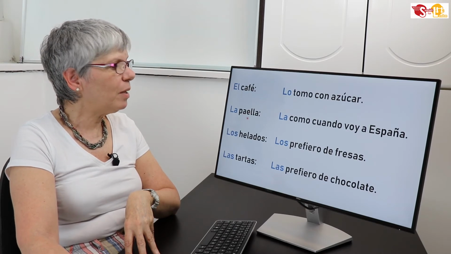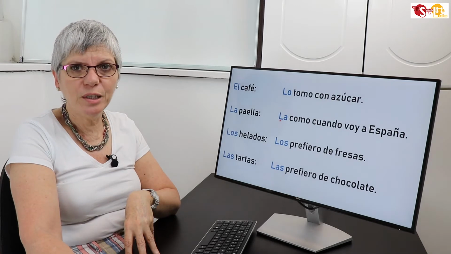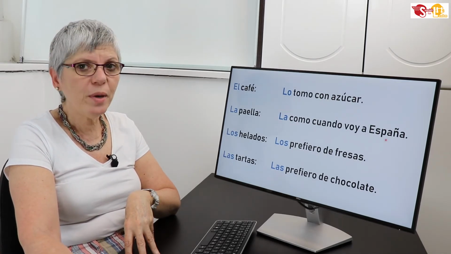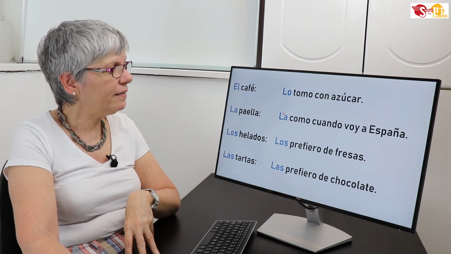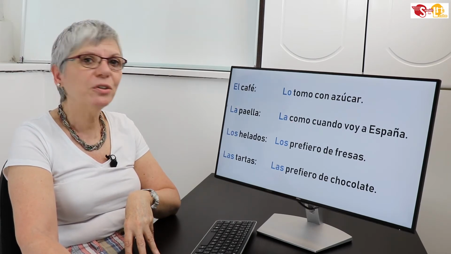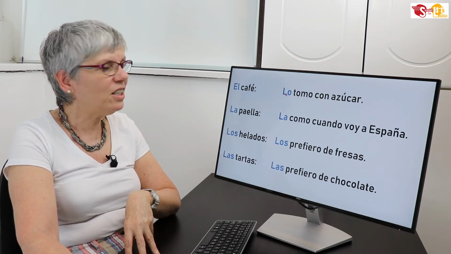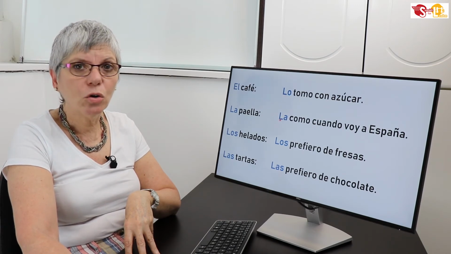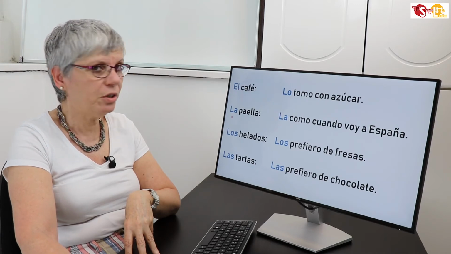But if I'm talking about la paella and you ask me when do you eat paella, I say I eat it when I go to Spain. La como cuando voy a España. In this case, it is la because paella is feminine. So I take it, lo tomo, I eat it, la como. It could be lo or la depending if you have masculine or feminine.